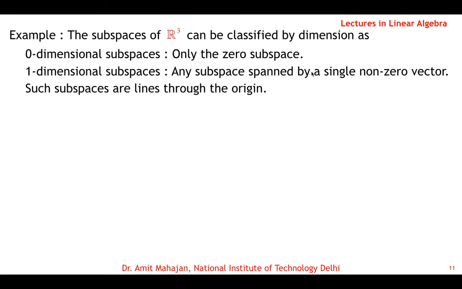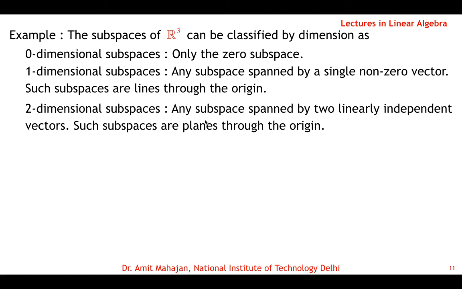So one dimensional means there is one non-zero vector in the basis. So any subspace spanned by a single non-zero vector, we have seen in a previous lecture, generates a line which passes through the origin and that non-zero vector. So such subspaces are lines through the origin, also passing through that non-zero vector. Two-dimensional subspaces: any subspace spanned by two linearly independent vectors. Such subspaces are planes through the origin and through those two vectors.